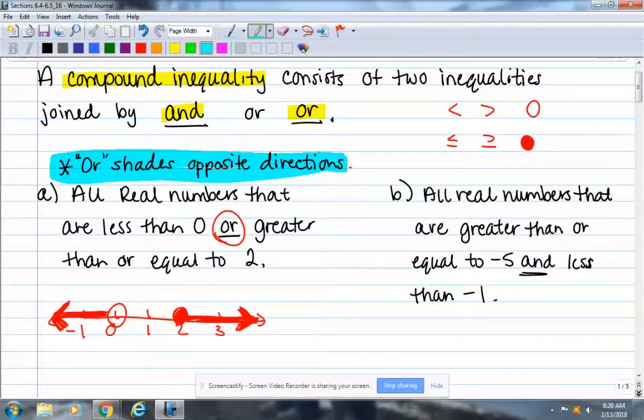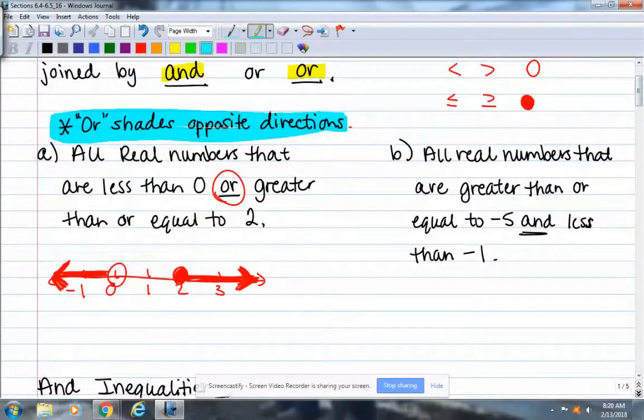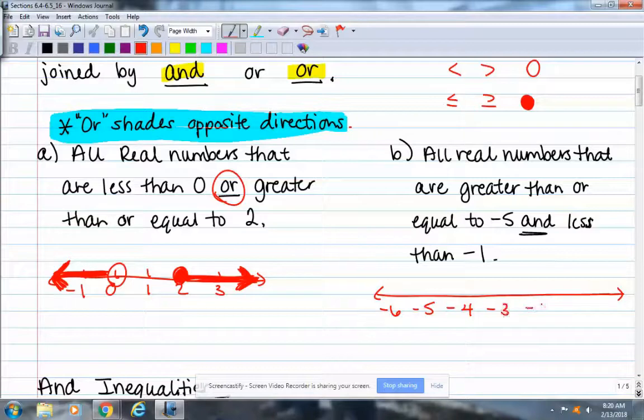Part B is a little different. It has an and in the middle, okay? So all real numbers that are greater than or equal to -5 and less than -1. So draw yourself a number line again. What are my two numbers they gave me? -5 and -1. So make sure you at least include those. Remember, negatives go backwards.